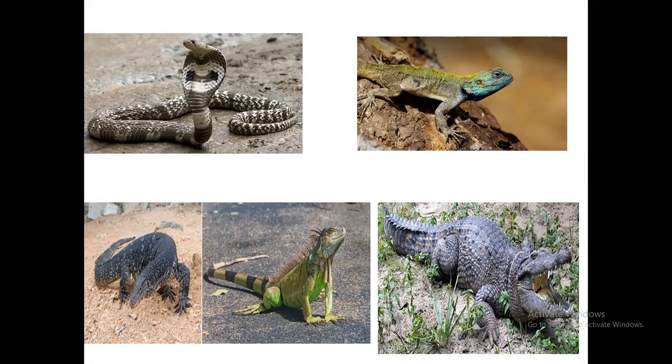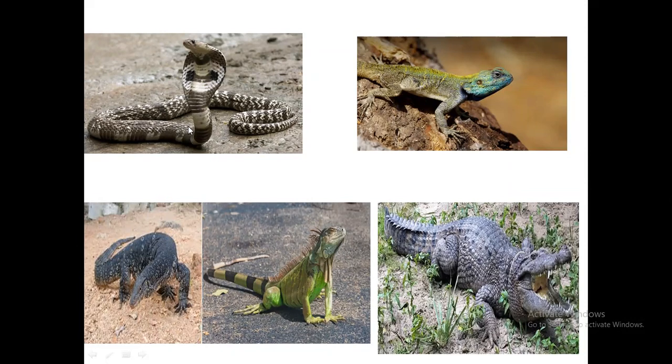Use limbs for locomotion. They have limbs, but snakes and cobras don't have. They have limbs for locomotion, right? Then some reptiles are limbless. They are adapted for crawling. They are crawling. They breathe using the lungs.